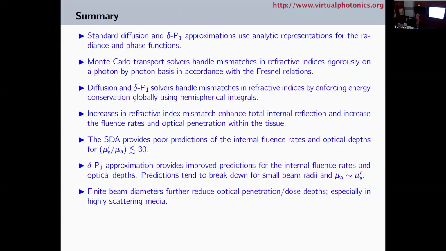We saw that the standard diffusion approximation isn't that great. It provides poor predictions for internal fluence rates and optical depth, certainly for values of mu s prime over mu a of less than 30. Delta P1 provides much improved predictions, but the predictions do tend to break down when the beam diameter gets small and when mu a and mu s prime become comparable. Finite beam diameters further reduce optical penetration depth, especially in higher scattering medium. In lower scattering medium, not so much, because you don't have as much scattering and you basically have a beam that just propagates in a straight line. So it doesn't really matter.